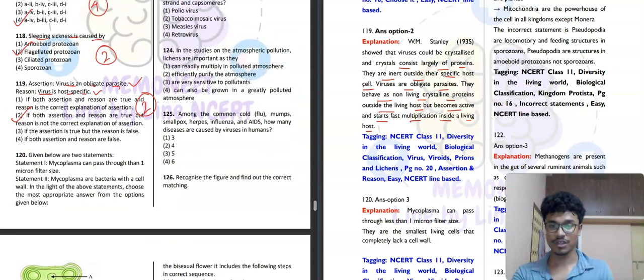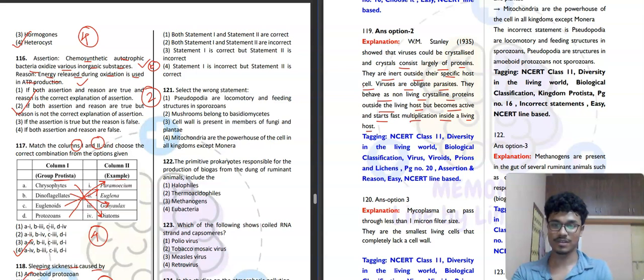Moving towards the next question, 120. Given below are two statements. Statement first is given: mycoplasma can pass through a 1 micron filter size, correct. The next one is: mycoplasma are bacteria with a cell wall. In the light of the above statements, we need to choose the appropriate option. Mycoplasma doesn't have a cell wall, so this statement is absolutely incorrect. So statement first is correct, but statement second is incorrect. So the third option will be our correct answer for this question.